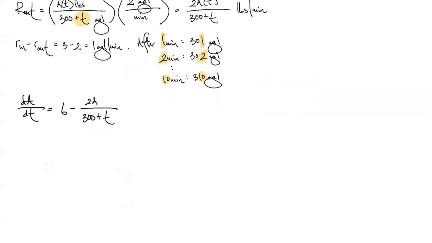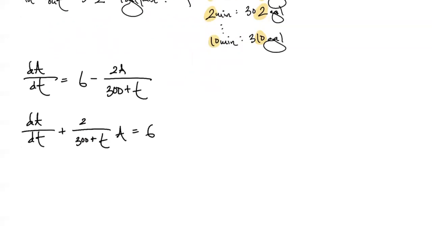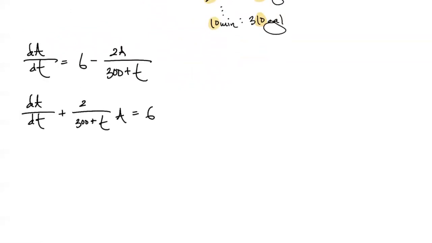All right. So we've got dA/dt equals 6 minus 2A over 300 plus t. I'm going to do a little bit of algebraic manipulation: dA/dt plus 2 over 300 plus t times A equals 6. Wow, looks like we might have another linear differential equation on our hands. What does that mean? It means I better find that mu of t, which I know is e to the integral of 2 over 300 plus t dt.